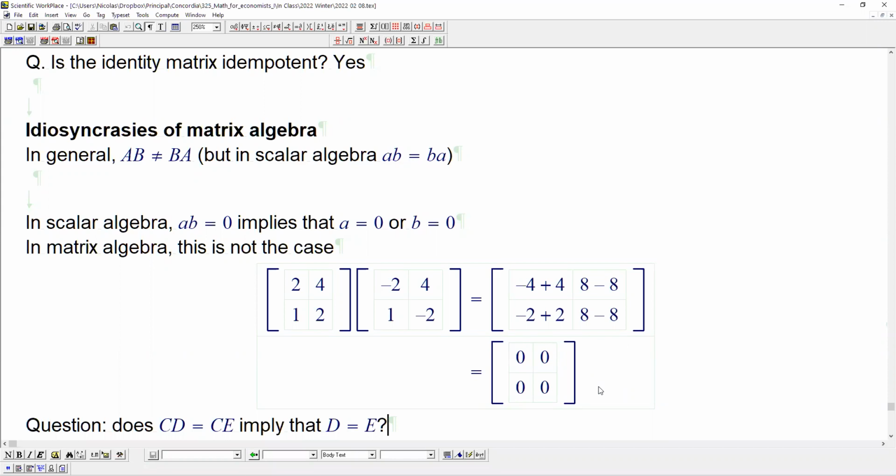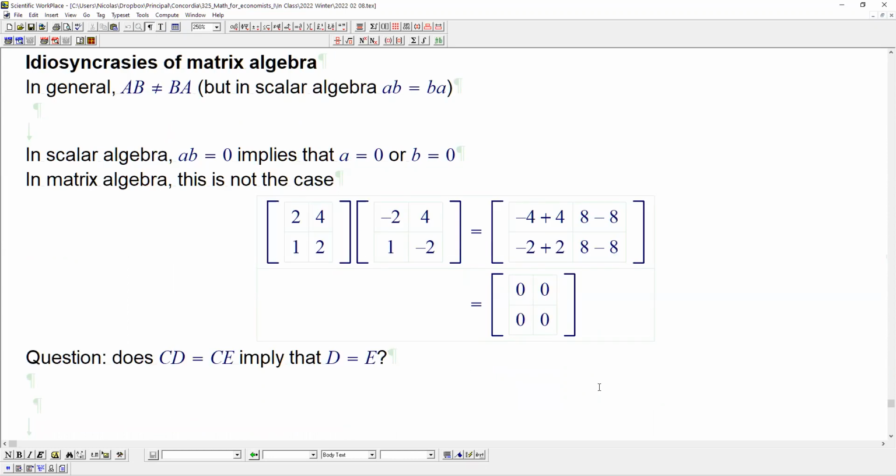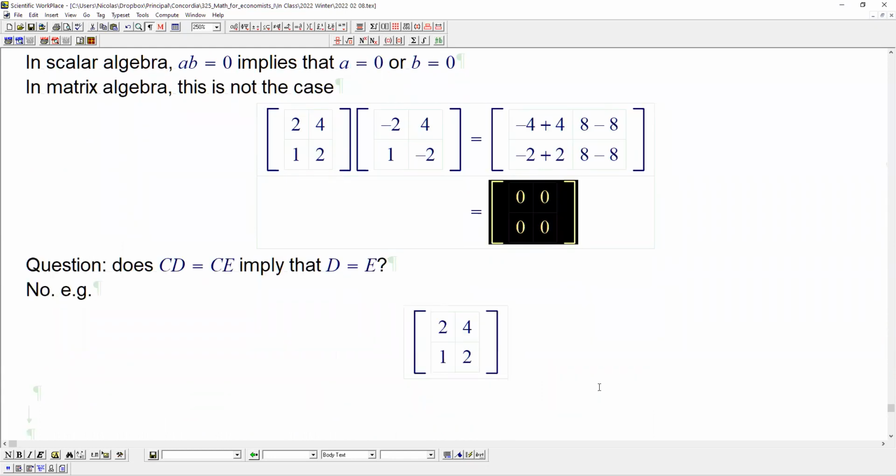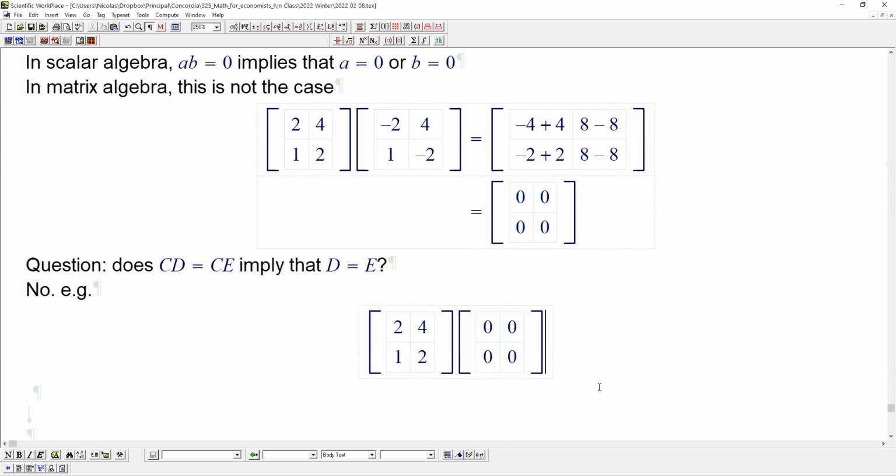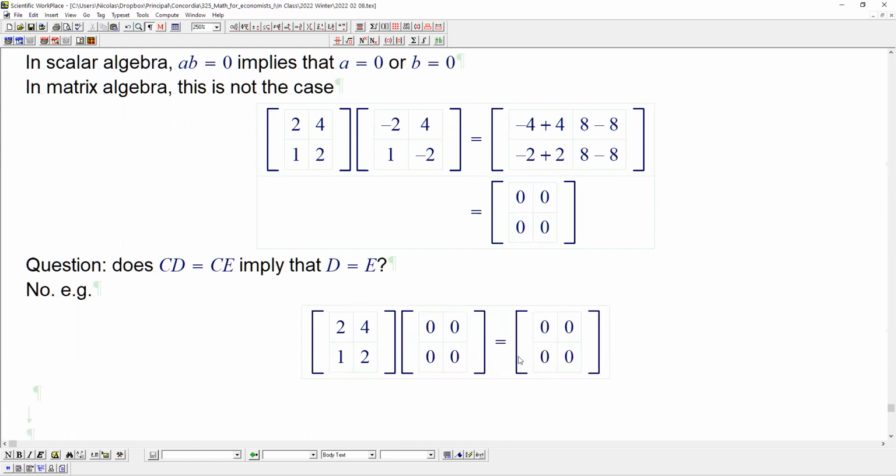A good example of this is the zero element. Both the identity matrix and the zero element can give rise to weird things. Example: this multiplied by the zero matrix gives me the zero matrix. But of course, the zero matrix is not the same as this matrix there. So I multiplied the same matrix by different other matrices, and I get the same result.